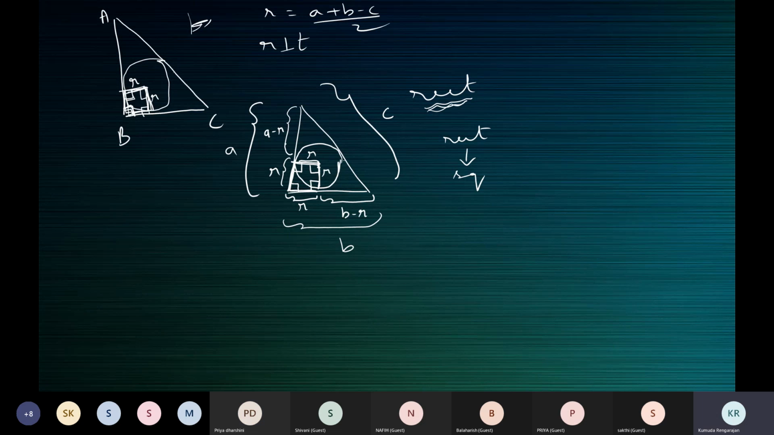Now if this is A minus R, what is this one? A minus R. What's the reason? Because tangents from external points are equal in length. Now if this is B minus R, how much is this one? B minus R. Now tell me, what is A minus R plus B minus R equal to?